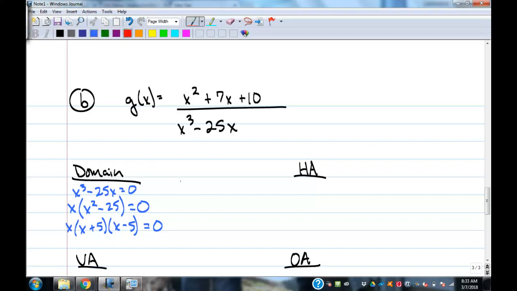Well, I get x equals 0. That's 1. X equals -5. That's 2. And x equals +5. So this one gets me the x equals 0. This one gets me the -5. This one gets me the +5. You're setting each factor equal to 0. I think we're at a level where you can do that in your head. So x such that x does not equal -5, 0, or 5.